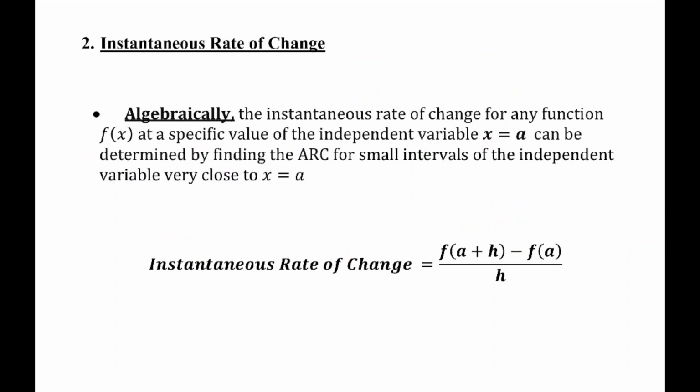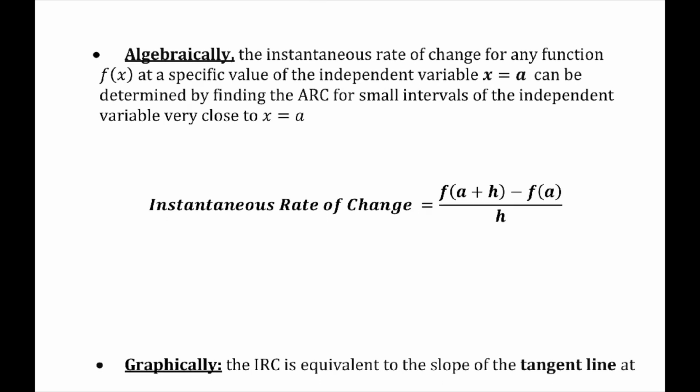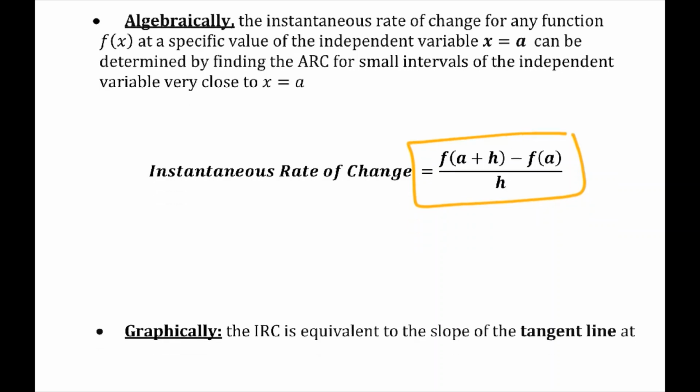Now we will talk about the second one, which is the instantaneous rate of change. The instantaneous rate of change is the rate of change for any function at a specific value of the independent variable x. It can be determined by finding the average rate of change, but over a very, very small interval. And we can calculate it by using this formula, which is f(a plus h) minus f(a) over h. So graphically, it's the slope of the tangent line.